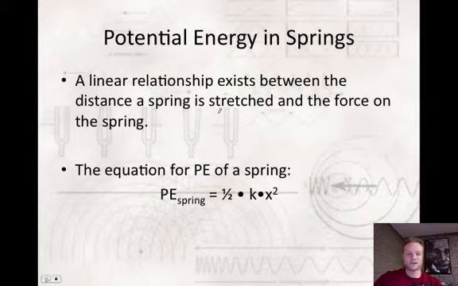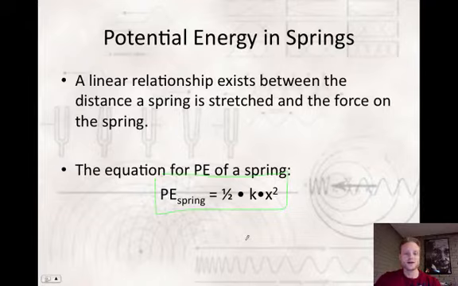So there actually is a formula to find out the potential energy in a spring, and that relationship does exist based upon the distance the spring is stretched and the force on the spring. Okay, so potential energy of a spring is written right here. Potential energy equals 1/2 the spring constant, that's what k is, and then the distance squared. 1/2 kx squared. And basically that is the equation for the potential energy in a spring.